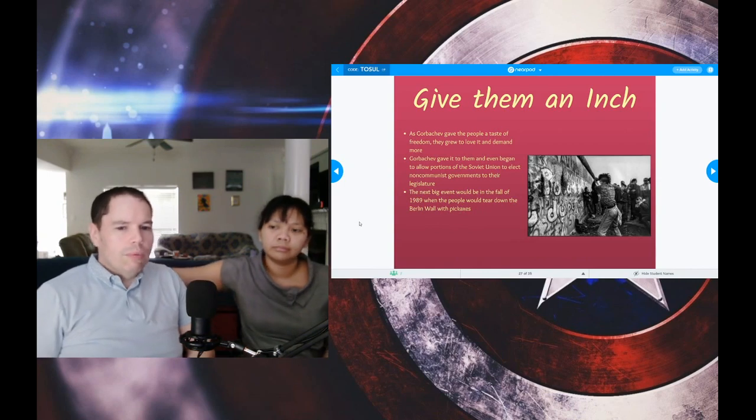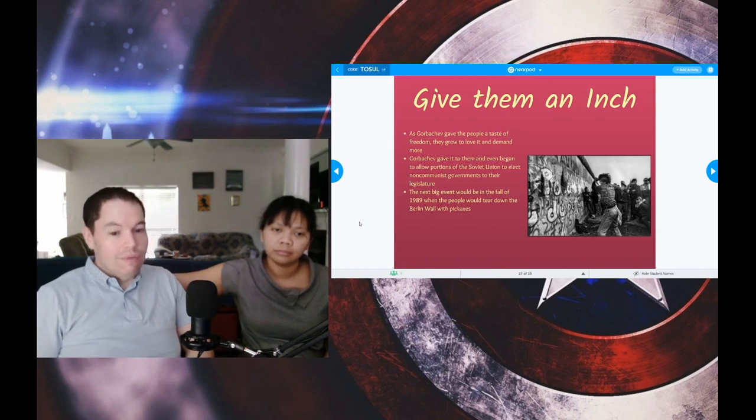Okay, so as Gorbachev gave people a taste of freedom, they grew to love it, and they demanded more. Gorbachev gave it to them even more. And they began to allow partitions of the Soviet Union to elect non-communist governments in their legislature.